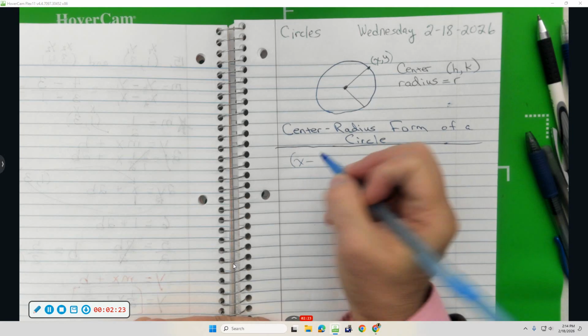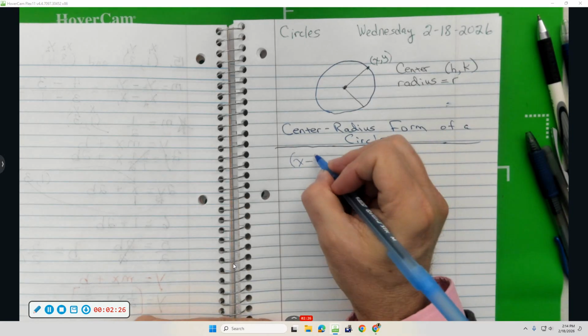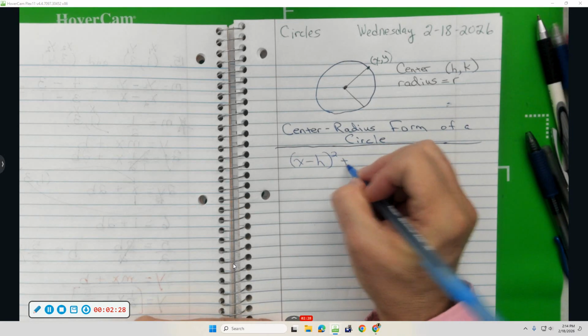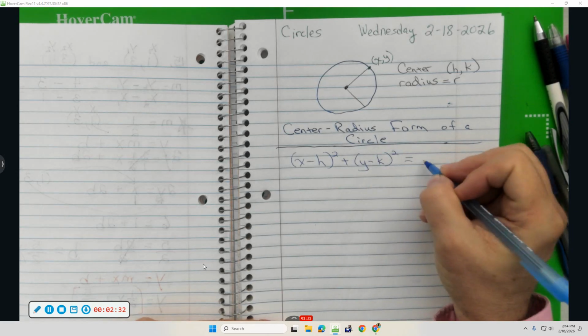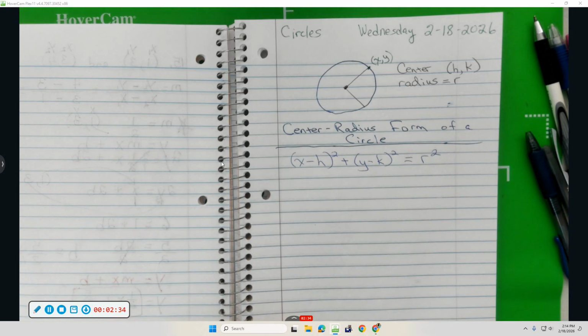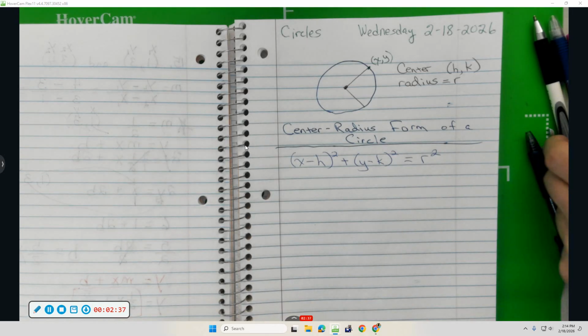It's x minus the x coordinate of the center squared plus y minus the y coordinate of the center squared is equal to the radius squared.